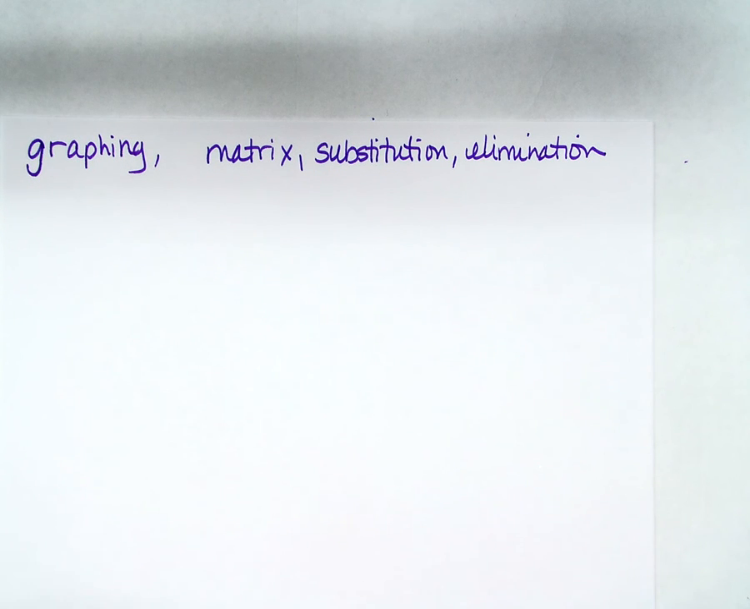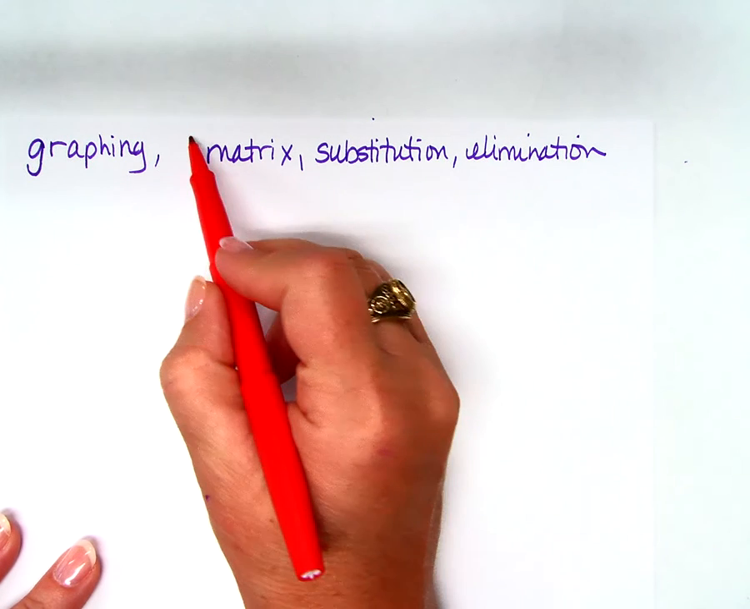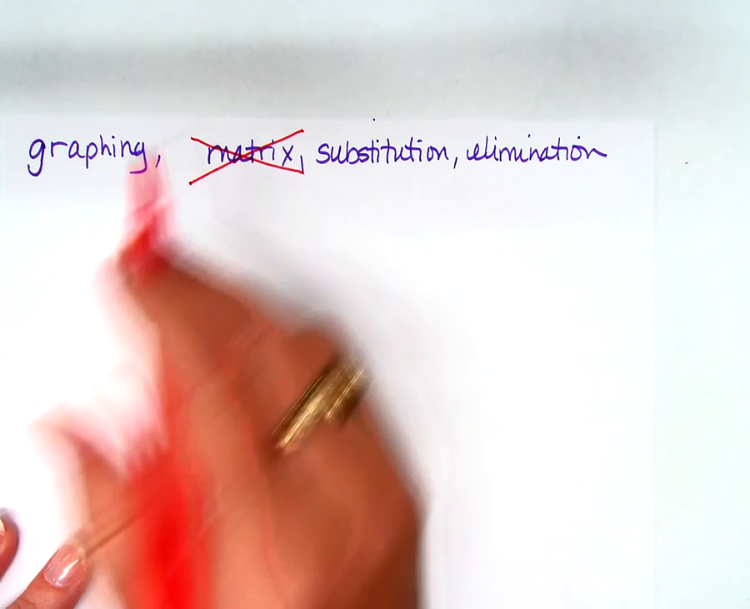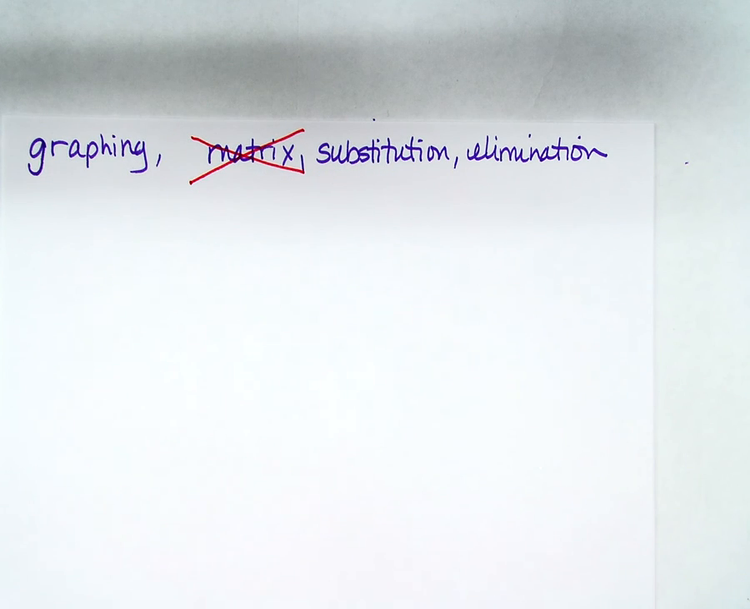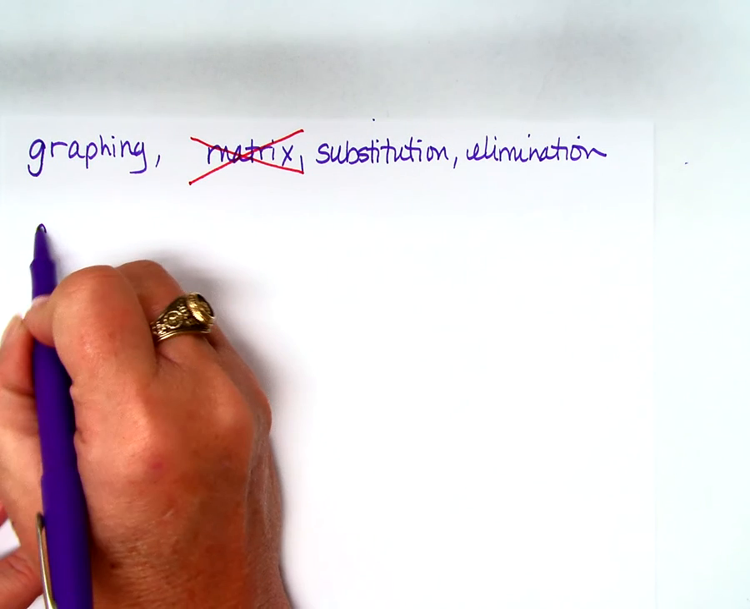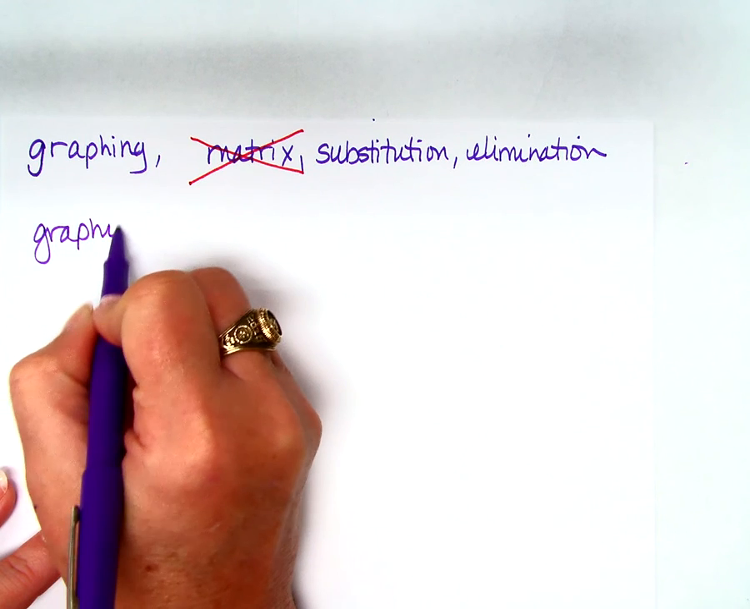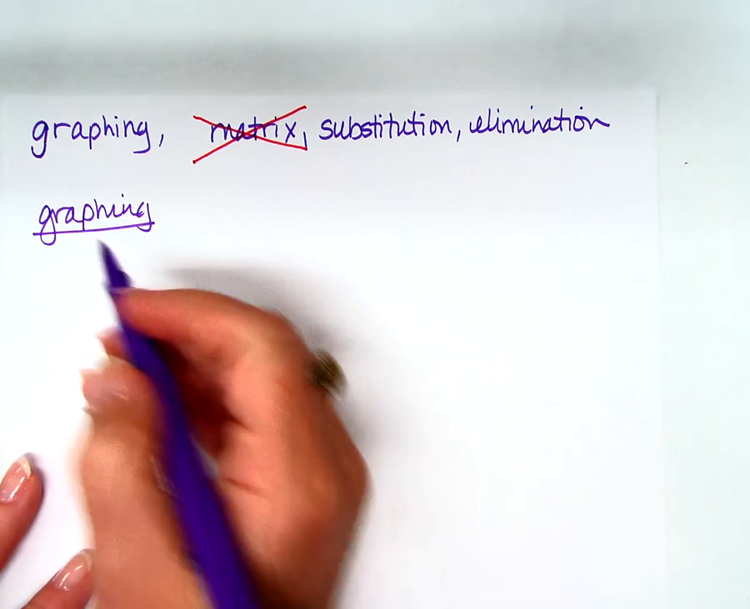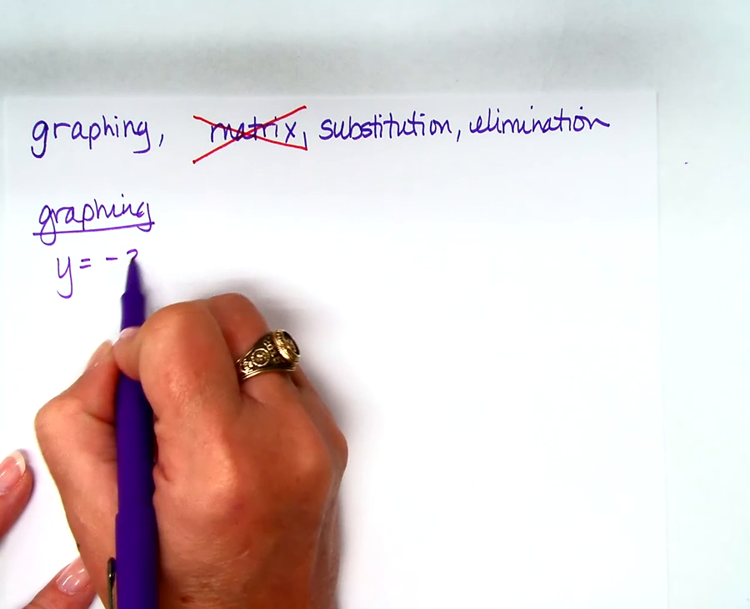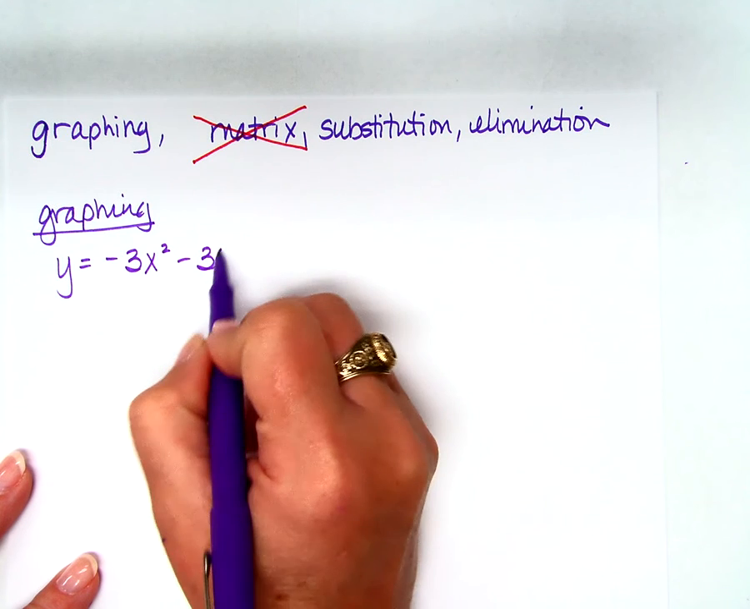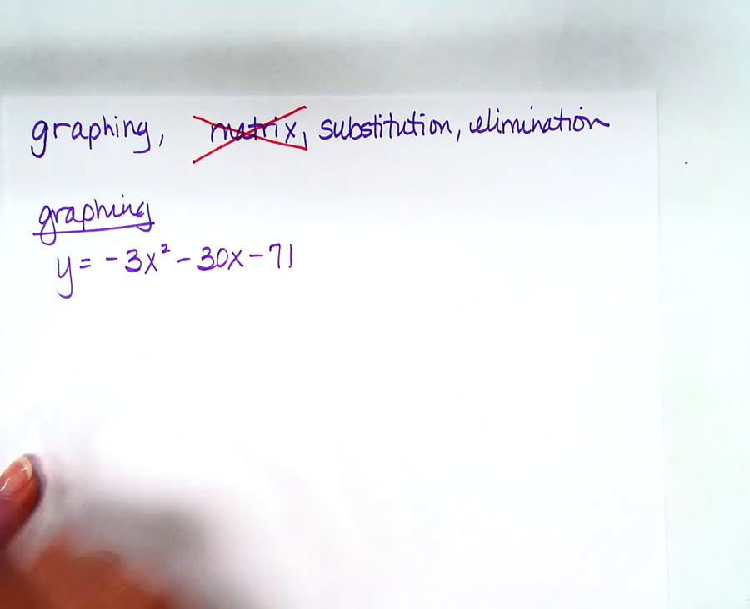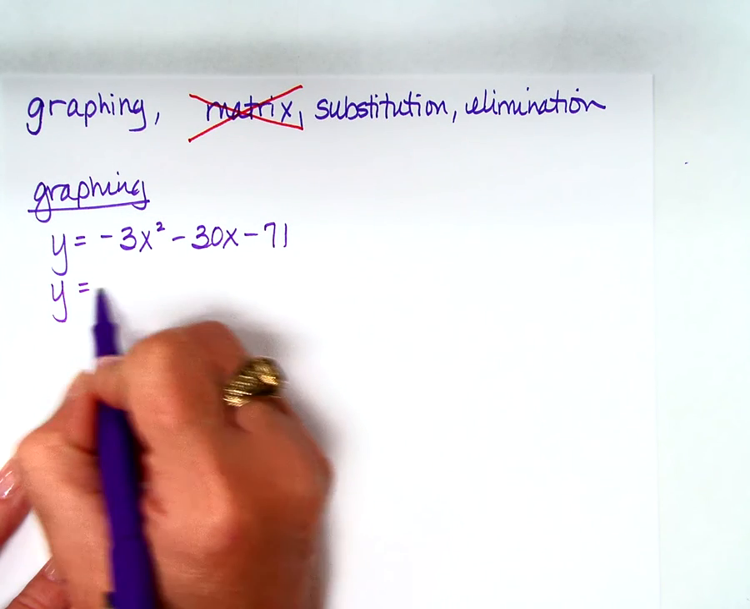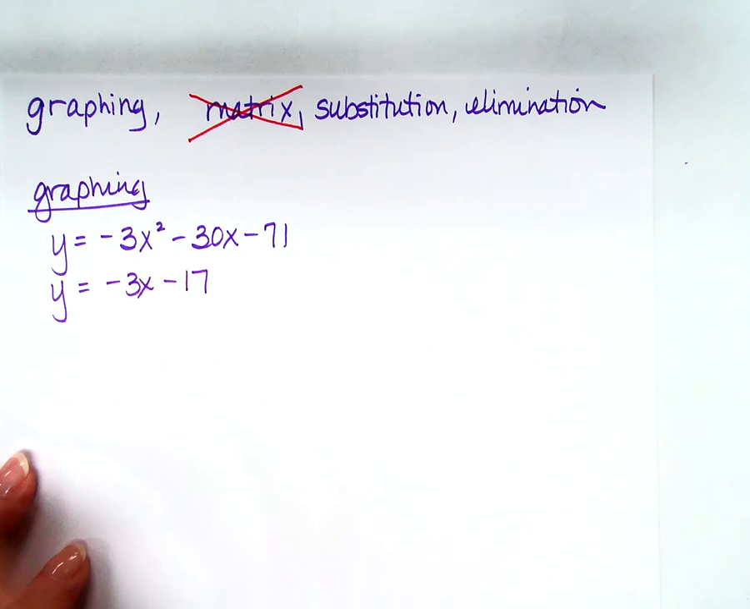Now, much to your sadness, once we add a quadratic into the mix, it does not. Okay? So let's make sure we know how to graph, substitute, and eliminate. Got it? So graphing. Let's do that first. Y equals negative 3x squared minus 30x minus 71. Y equals negative 3x minus 17.